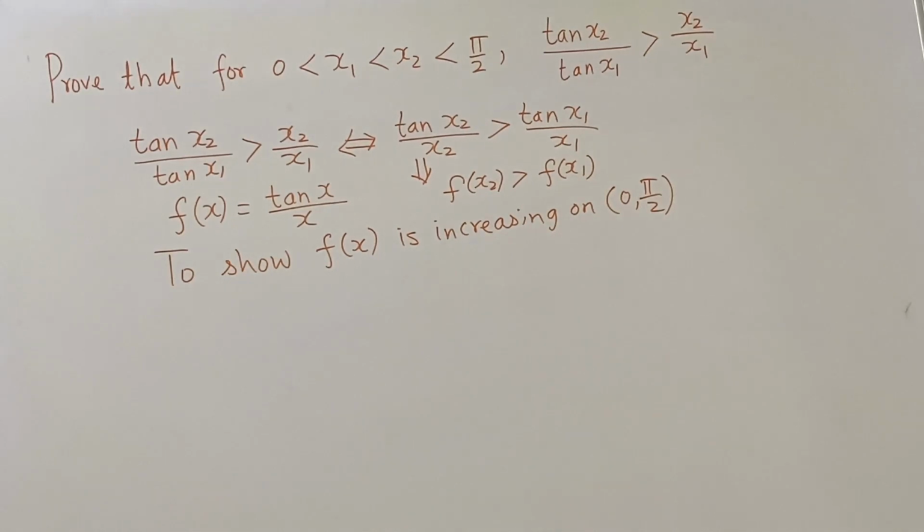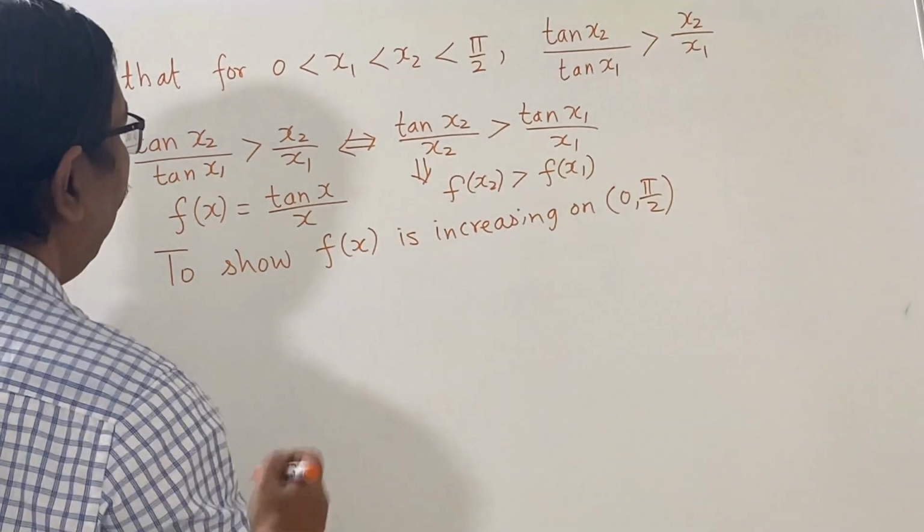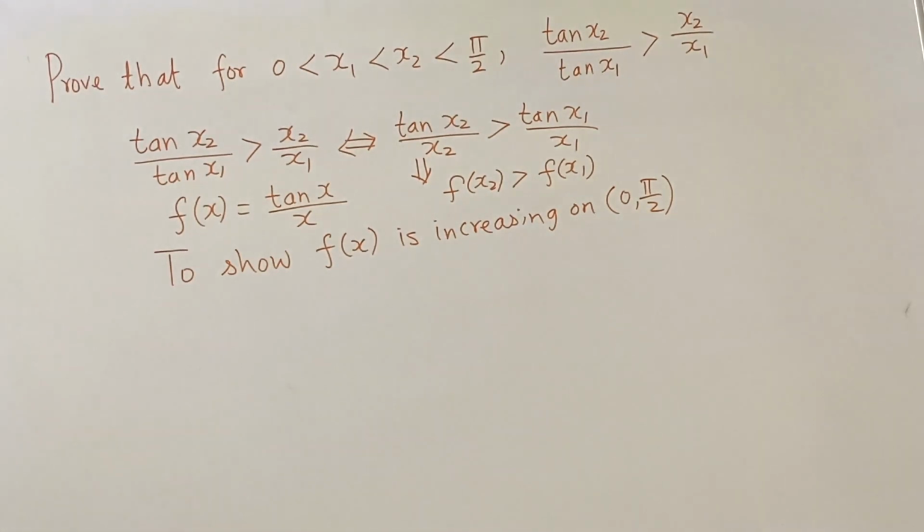Now, one of the most convenient ways of showing that a function is increasing is to show that its derivative is greater than or equal to 0. In fact, here, since we are trying to show that f(x) is strictly increasing, we will try to show that f prime x is strictly greater than 0 on the interval 0 to pi by 2.